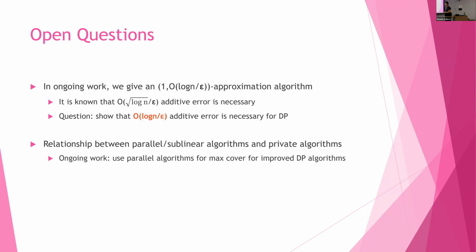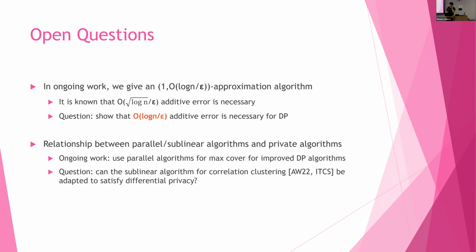So in ongoing work, we show that parallel algorithms for max cover can be converted into better, improved, differentially private algorithms for that same problem. So some questions here are: can the sublinear algorithm for correlation clustering by Assadi and Chen Wang be adapted to guarantee differential privacy and with better approximation error?